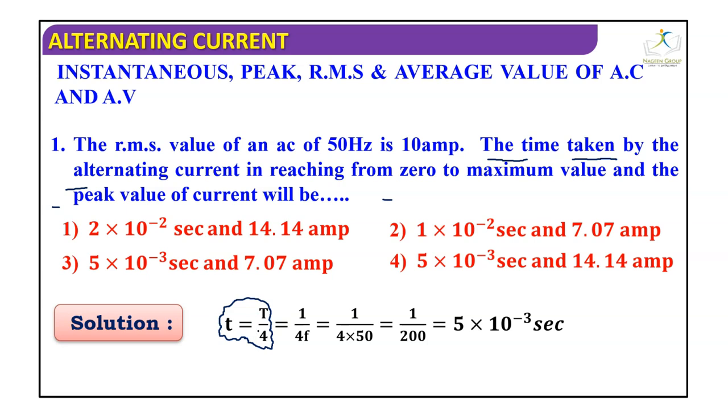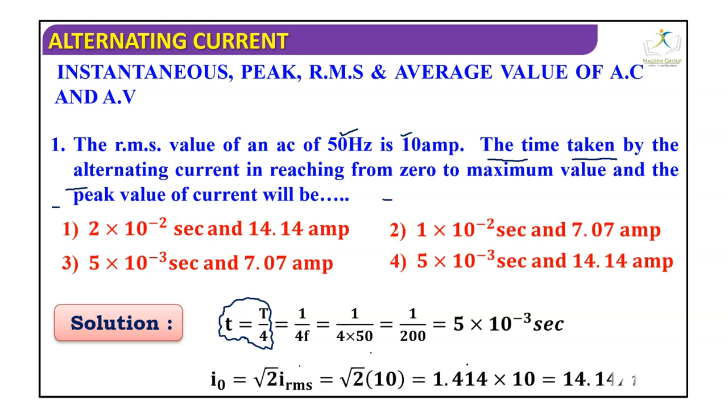Taking these terms, we know that time period is equal to 1 by frequency. We know that in our homes 50 hertz frequency is there with the 10 ampere. So from here we get the value for time, and the peak value of current is root 2 times the IRMS. According to this, the correct answer for this question is option 4. I hope you understand this part.